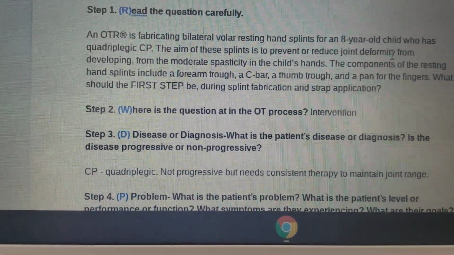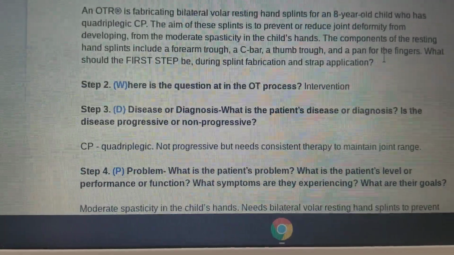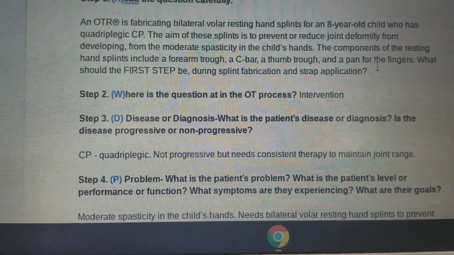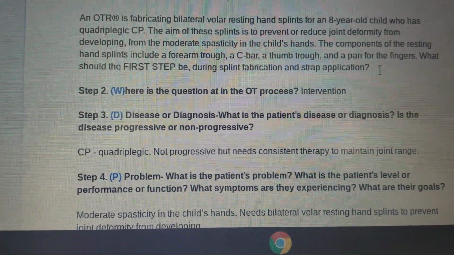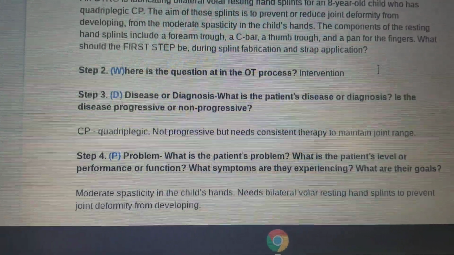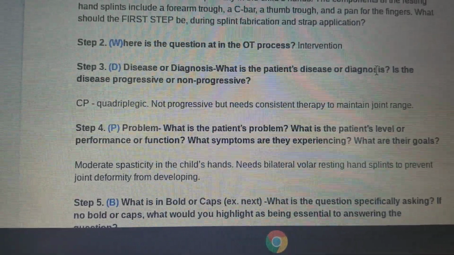So we know we are part of the intervention process because we're working on the first steps of an intervention. And we always want to pay attention to the diagnosis or the disease. And in this question, the patient has CP quadriplegic, and we know that it's not progressive but needs consistent therapy to maintain the joint range.